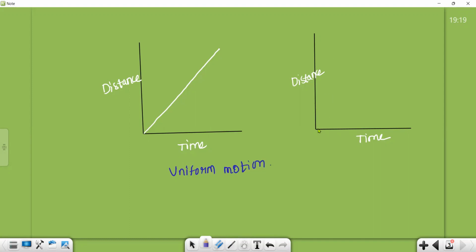In case of non-uniform motion, first it travels this much, and then the distance decreases, then it is traveling like this. Down and then up. It goes up, then down, down and up. So it indicates that it travels more distance and then less distance. So the distance is not constant. So it is non-uniform motion. Clear, what is uniform and non-uniform motion?